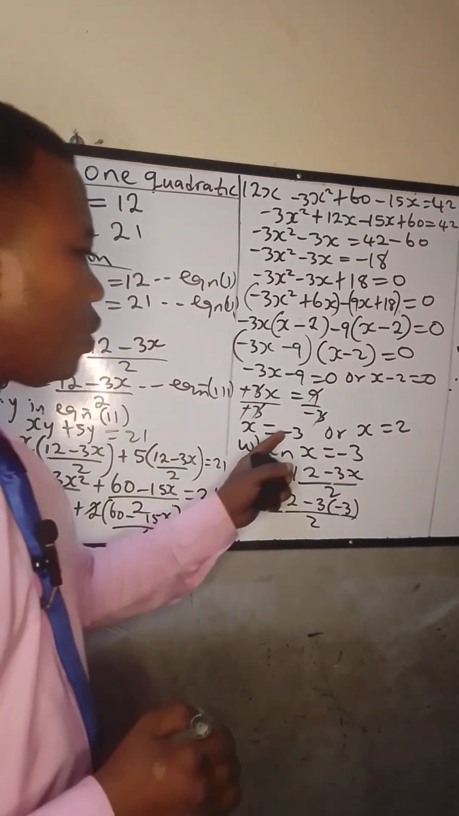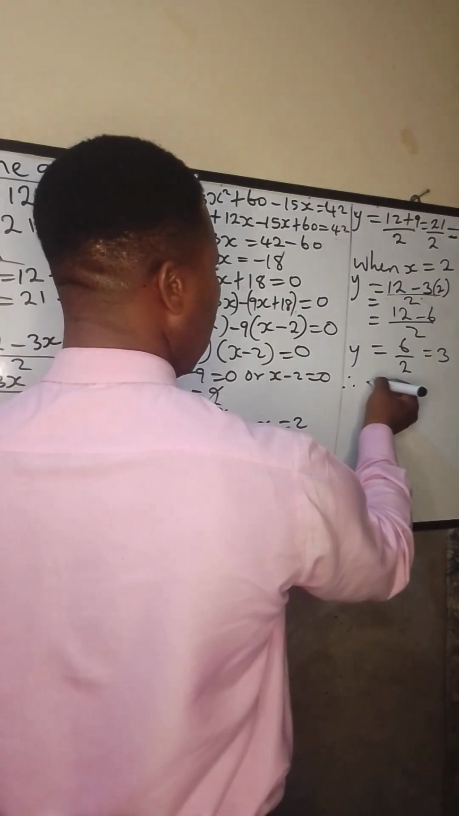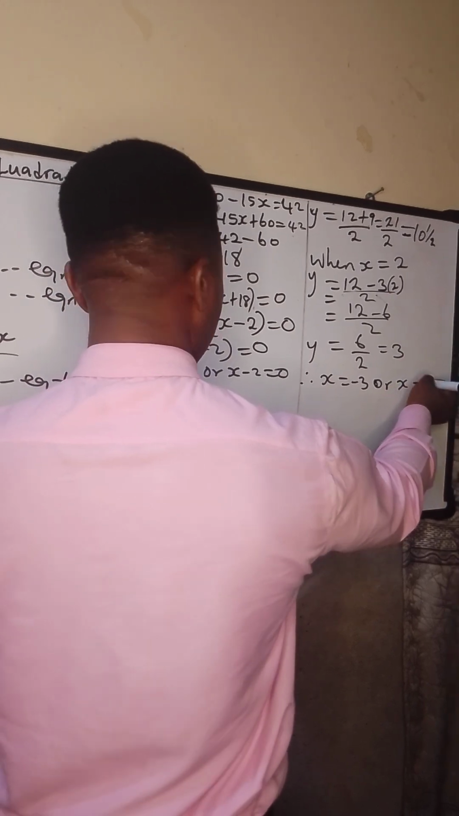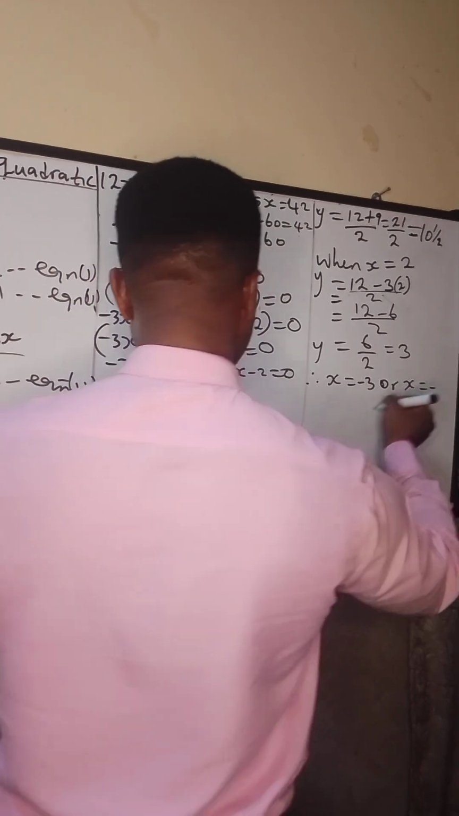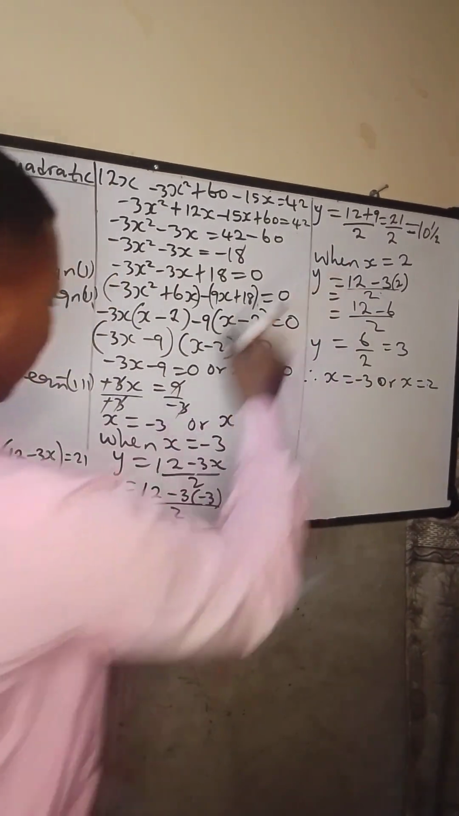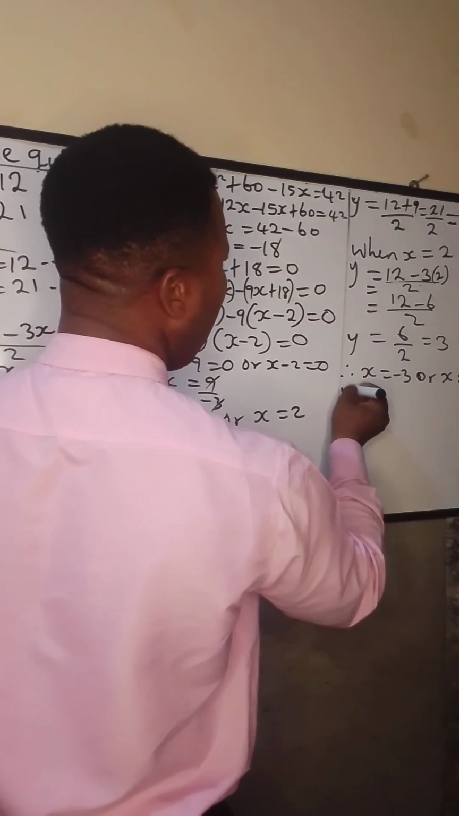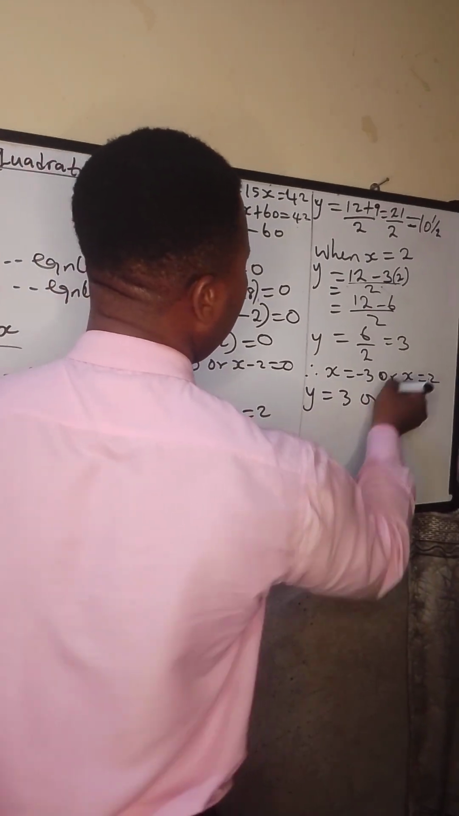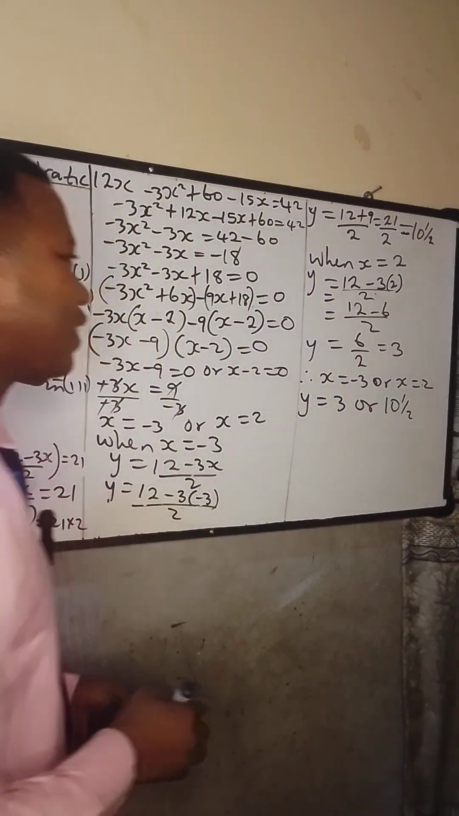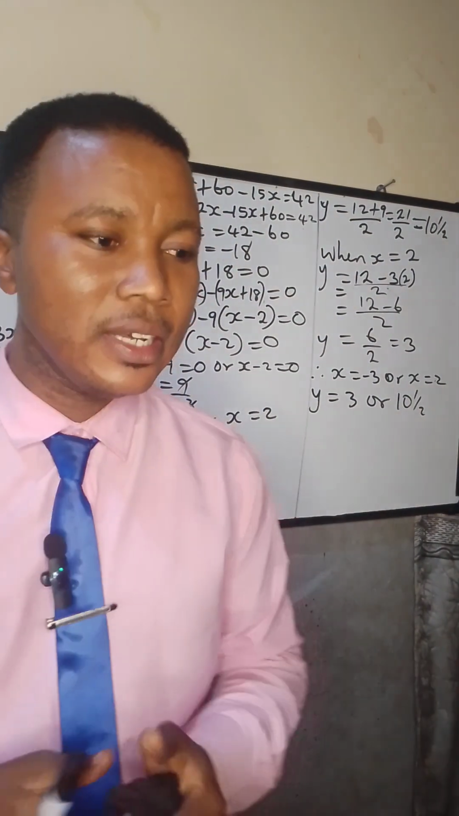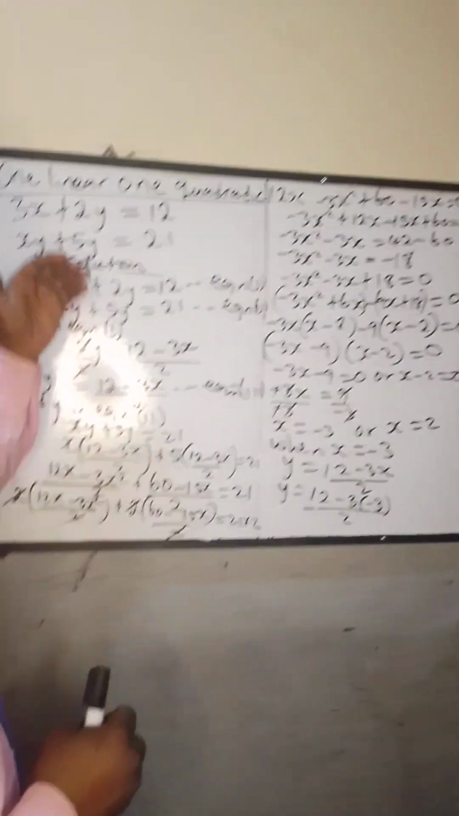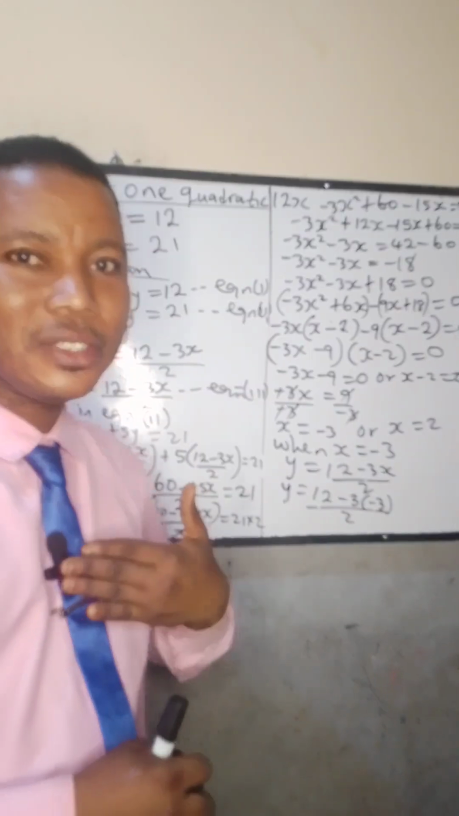So in this case here, we now say, therefore, our x, which we got to be minus 3, x is equal to minus 3, or x is equal to 2. At the same time, our y, the first y we have here, which is from here, our y is equal to 3, or 10 and a half. Okay, so you can look at this. It may look so long, but it's very easy. Just take your time, digest it, and you will understand it very well.